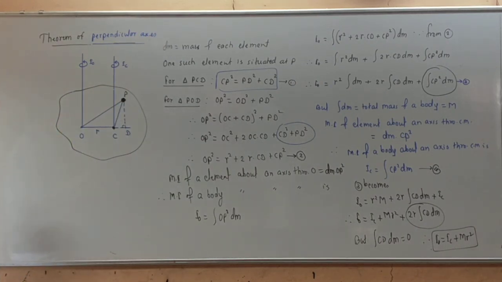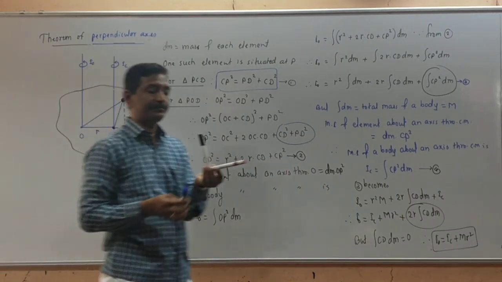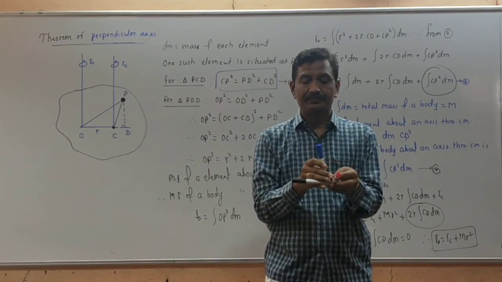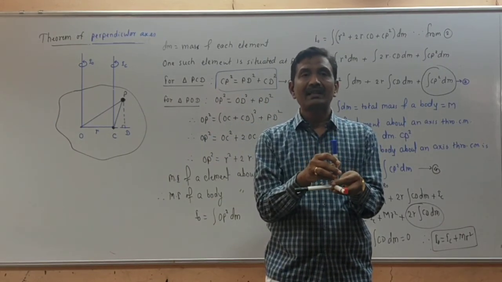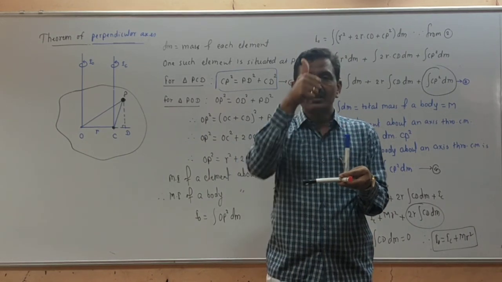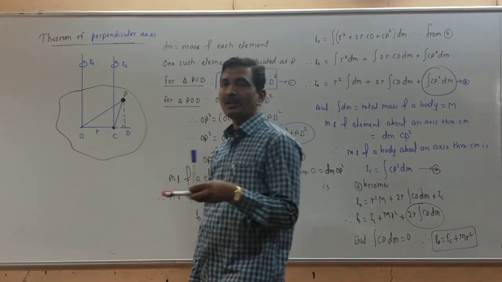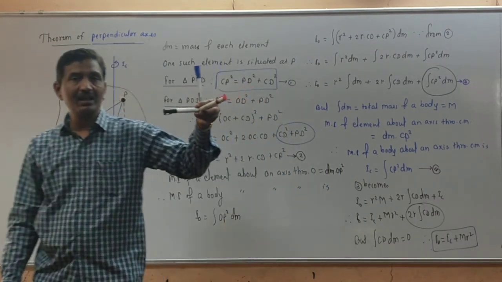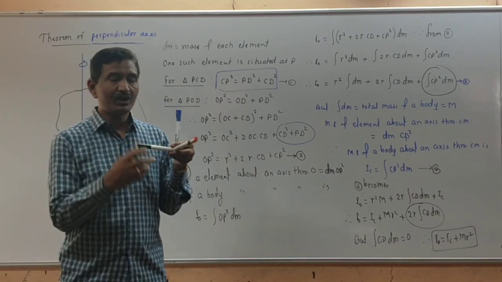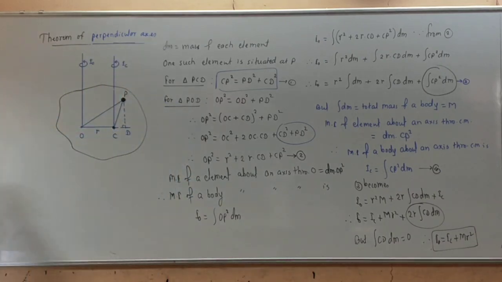Theorem of perpendicular axis. So what is the situation? Here we consider three axes which are perpendicular to each other. Two of the axes lie in the plane of the figure and the third axis is perpendicular to the plane of the figure. As the three axes are perpendicular to each other, what is the theorem of the perpendicular axis?